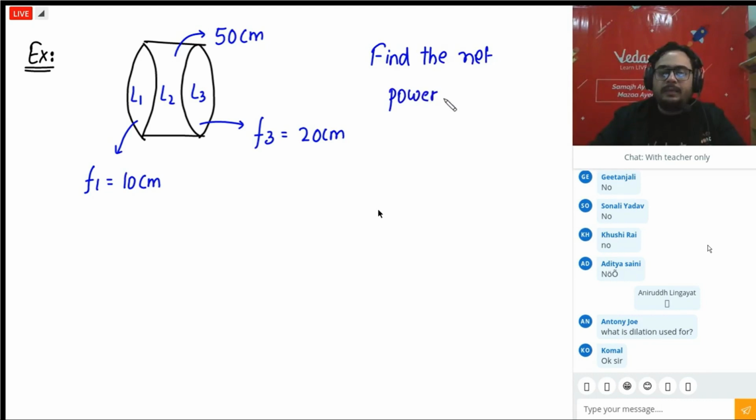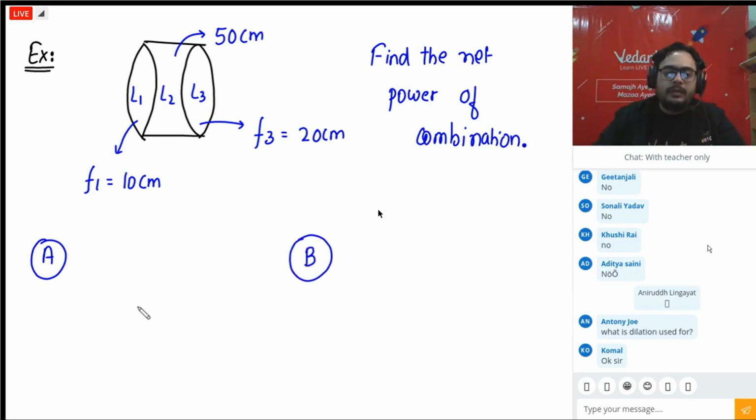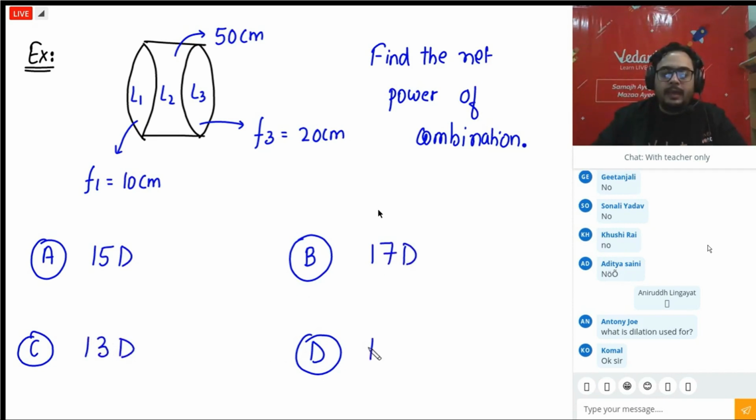Okay. So you have to tell me, find the net power of combination. What will be the net power of combination? Chaliye, I will write the options. I don't think you will need them. It's a very simple question. So 15 diopter, 17 diopter, 13 diopter, and 10 diopter. Okay, these are the options that you have. Think about it. I'll give you a minute, then we'll vote on it.